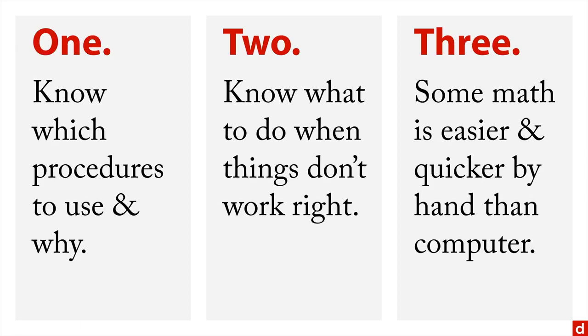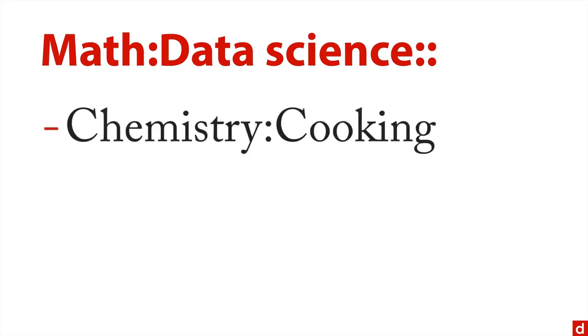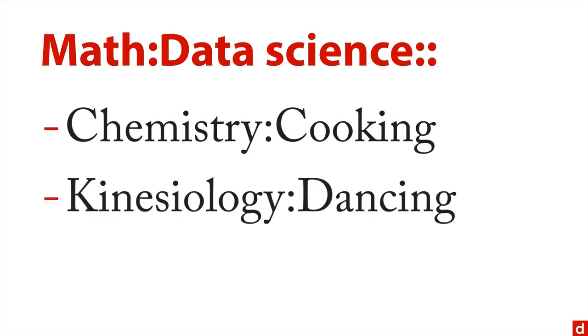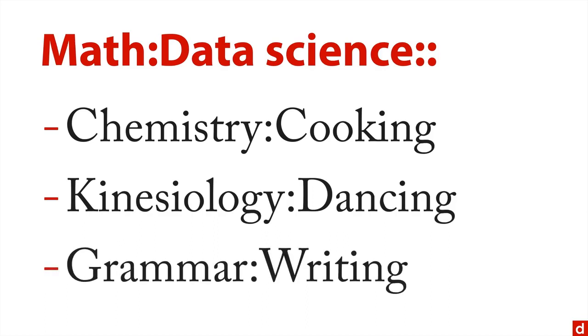Now, fundamentally, there's a nice sort of analogy here. Math is to data science, as for instance, chemistry is to cooking, kinesiology is to dancing, and grammar is to writing. The idea here is that you can be a wonderful cook without knowing any chemistry. But if you know some chemistry, it's going to help. You can be a wonderful dancer without knowing kinesiology, but it's going to help. And you can probably be a good writer without having an explicit knowledge of grammar, but it's going to make a big difference. The same thing is true of data science. You will do it better if you have some of the foundational information.